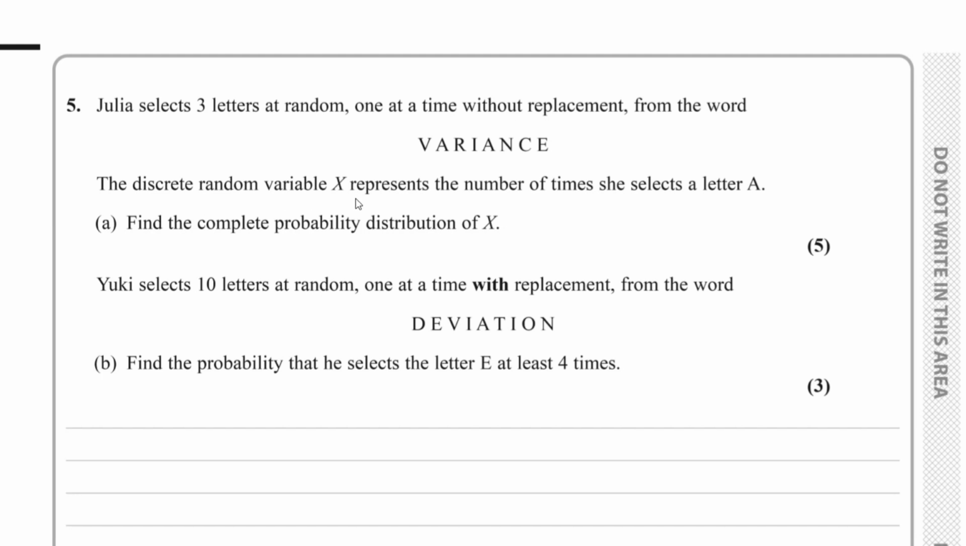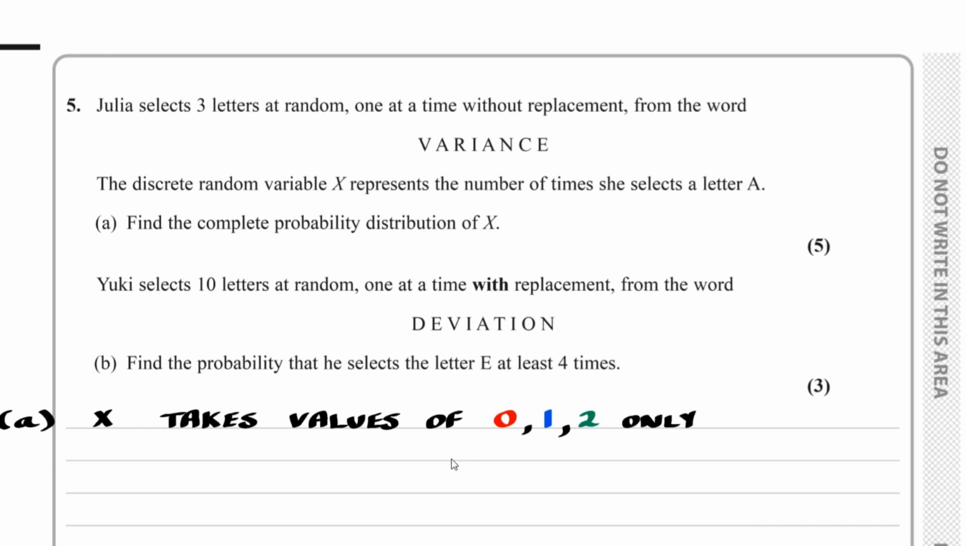The discrete random variable X represents the number of times she selects a letter A. Part A, we have to find the complete probability distribution of X. Let's think about the values X can take, bearing in mind X is the number of times we select the letter A. So I can select 0 A's, I can select one of these A's, or I can select both of these A's. So X takes values of 0, 1 and 2 only.